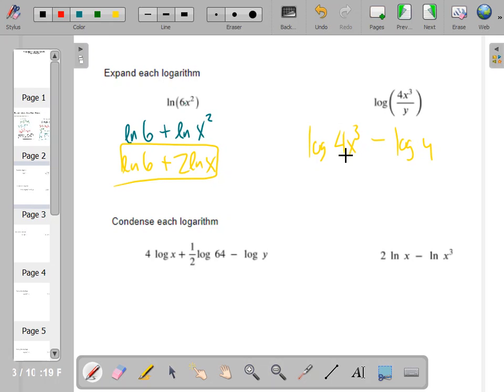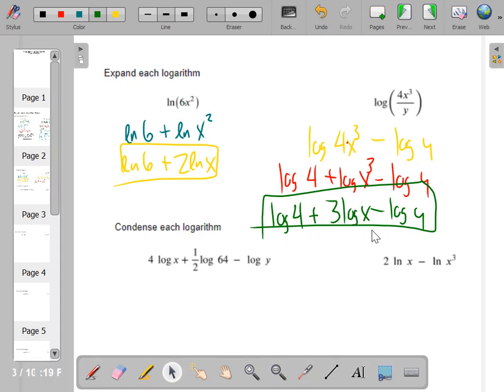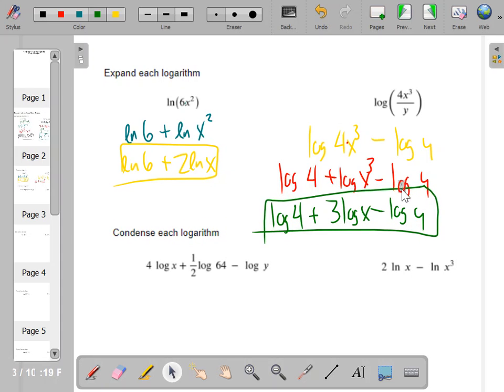We can still split this up, and this is very similar to this problem. We would have the log of 4 plus the log of x cubed because multiplication expands into addition. And the last rule is you still have an exponent in here, so this is 3 log of x. The rest of it doesn't change. Minus log of y. So log of 4 plus 3 log of x minus log of y. That is completely expanded. We've used all our rules to expand it as much as we can.